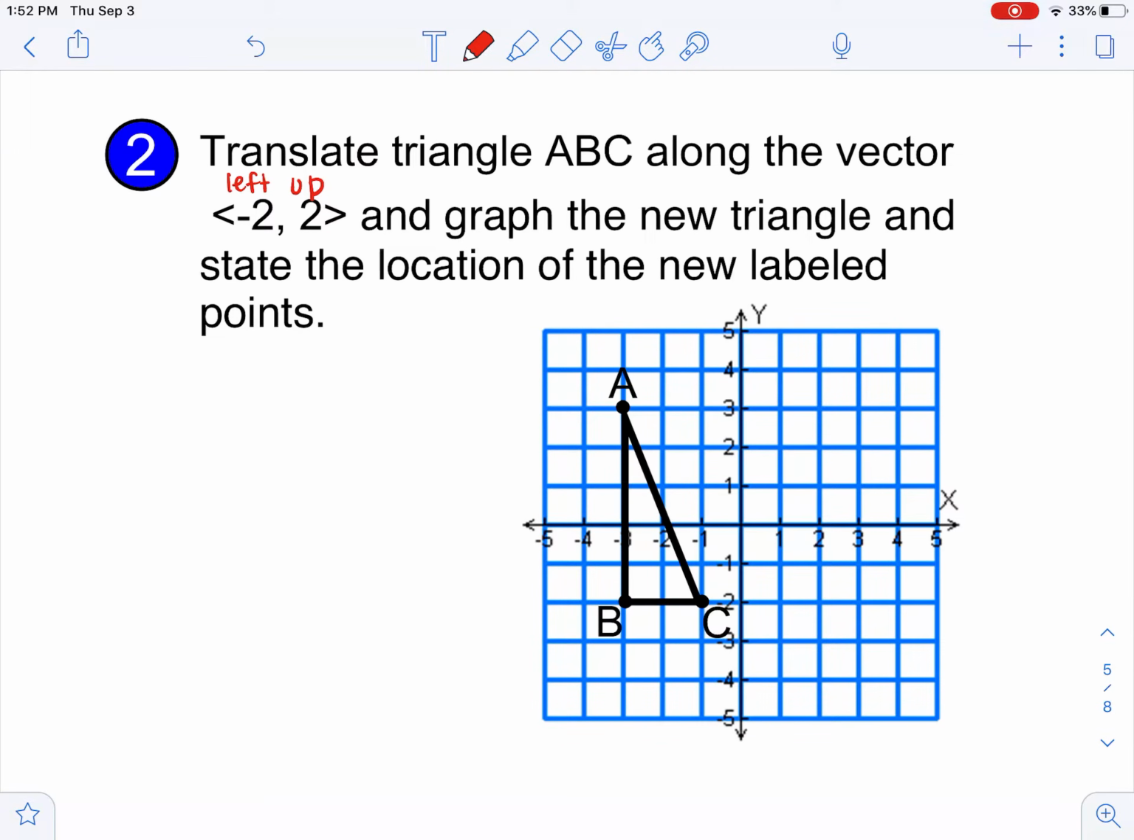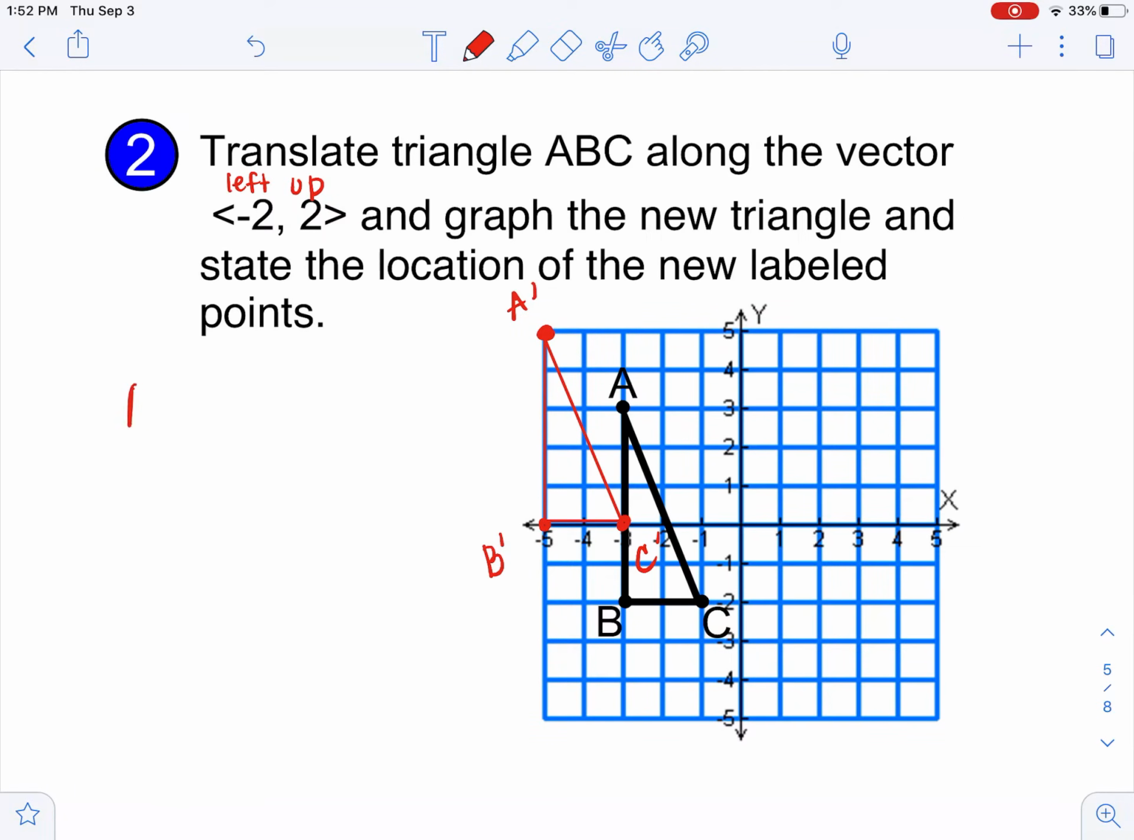All right, so I'll start with A, left 2, up 2. Here's A prime. B, left 2, up 2. There's B prime. C, left 2, up 2. There's C prime. Go ahead and connect those. And there's your new triangle.